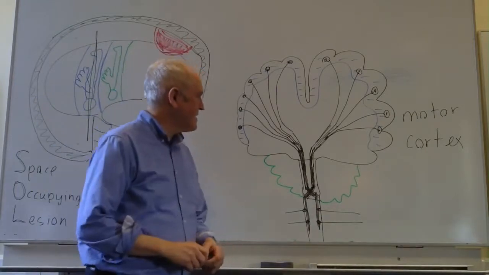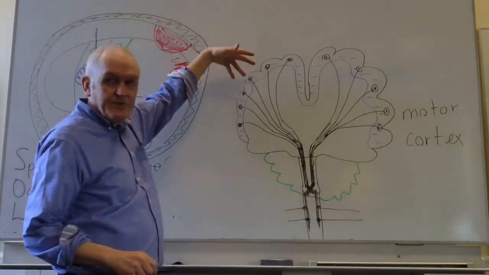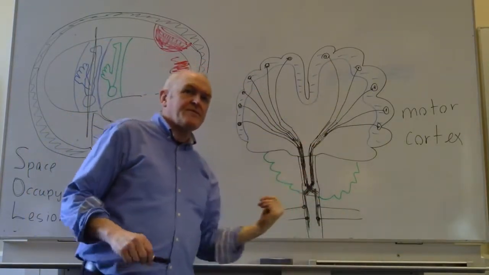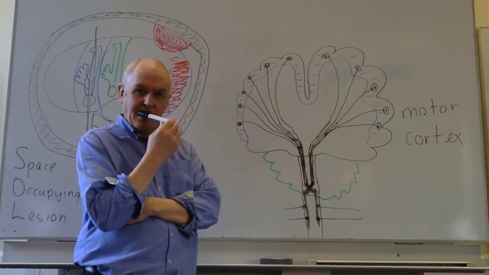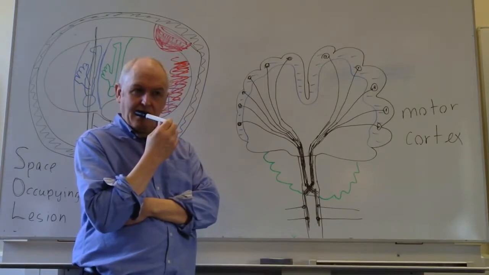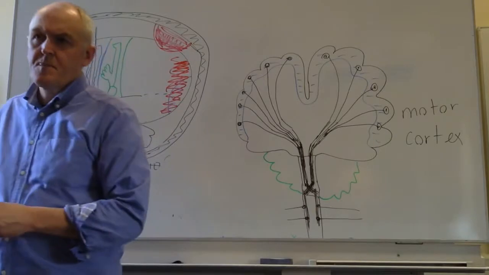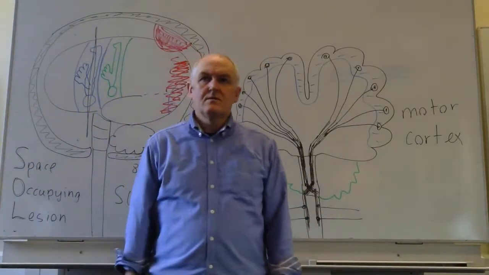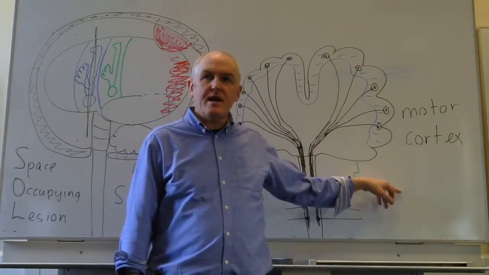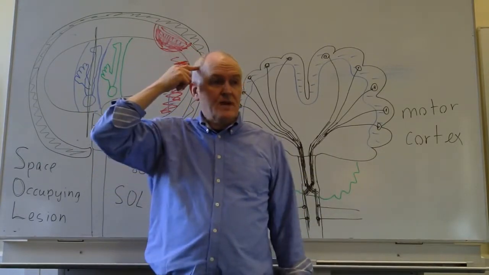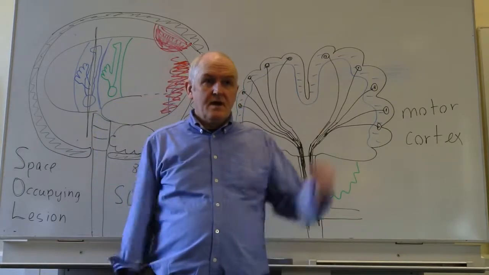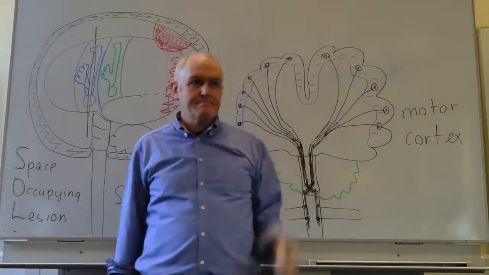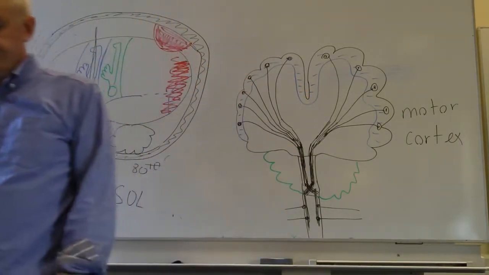The crossover. So all the fibres from the right have crossed over to the left, and all the fibres from the left have crossed over to the right. So the left-hand side of the body is controlled by the right motor cortex. And the left motor cortex is controlling the right-hand side of the body, because it crosses over.